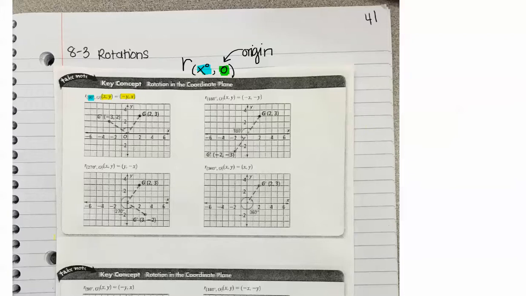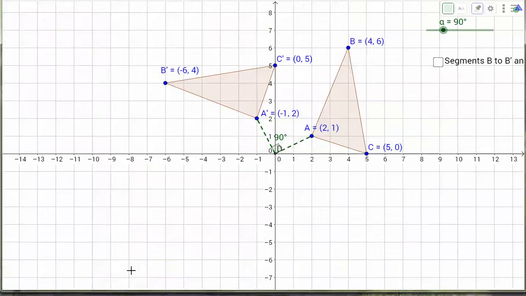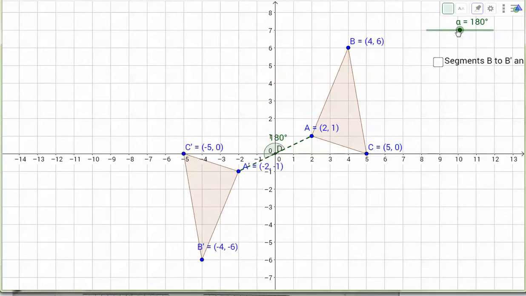So now let's go back to the GeoGebra activity and let's move it to 180 degrees. If we move it to 180 degrees, we have a different case. The A is now negative 2, negative 1. The B is negative 4, negative 6. And then the C is negative 5, 0. So recall what your original points were. Do you notice what's happening?